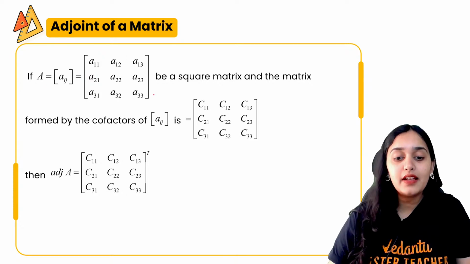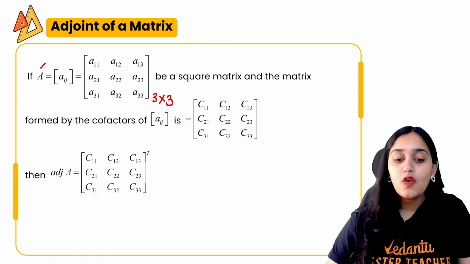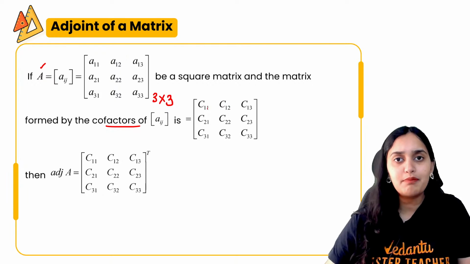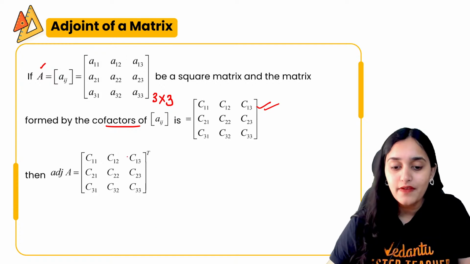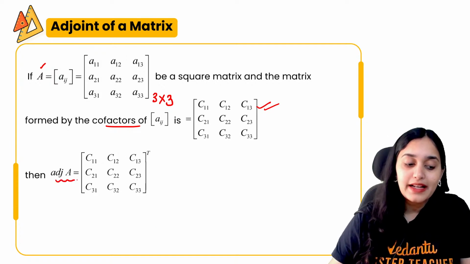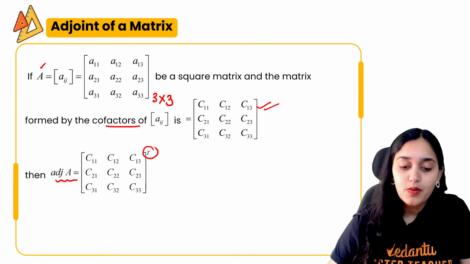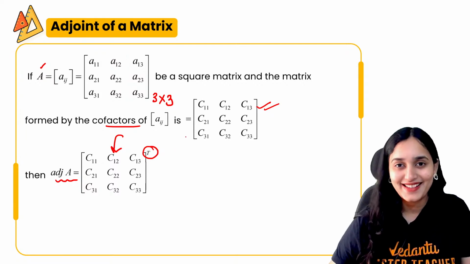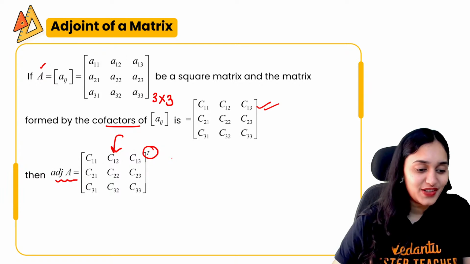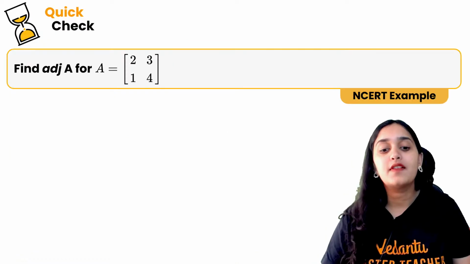Similarly, if you have a 3 cross 3 matrix, so suppose a matrix has elements Aij. Now, what is the cofactor of Aij? Simply C11, C12, C13 and so on. Yesterday we learned how to find out cofactor. Now, what is adjoint of A matrix? Adjoint of A matrix will be transpose of cofactors of the given matrix. Alright, understood all of you? Cool. So this is what is adjoint of a matrix.